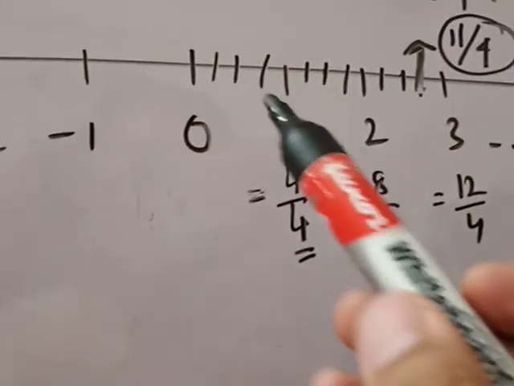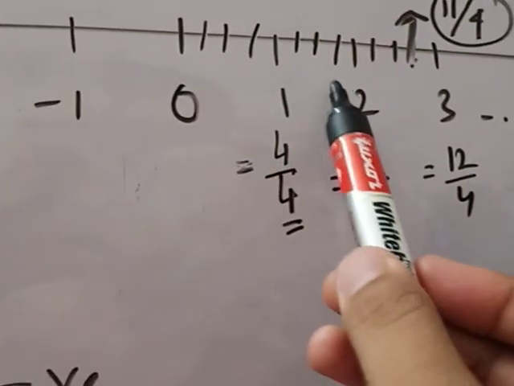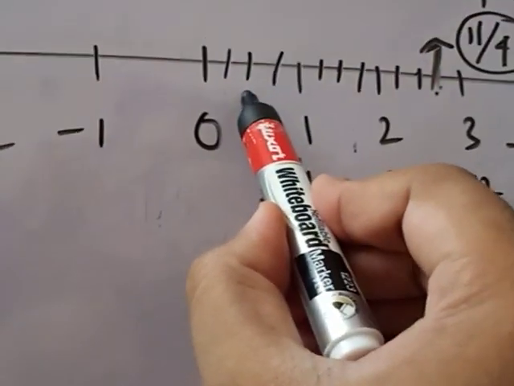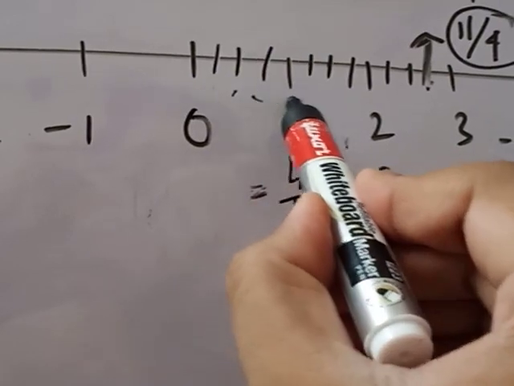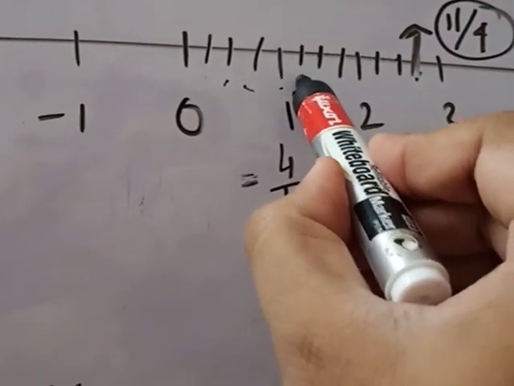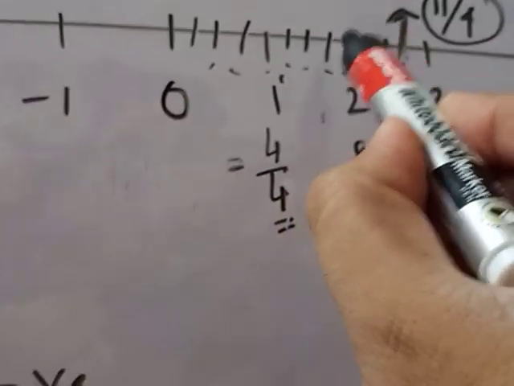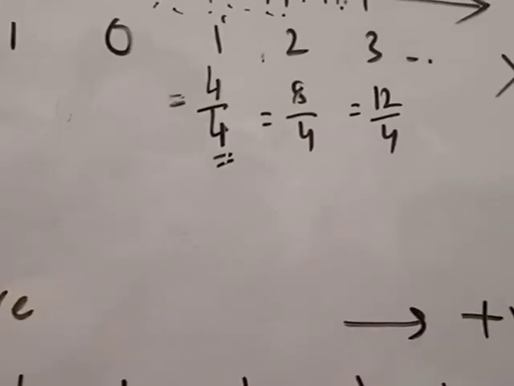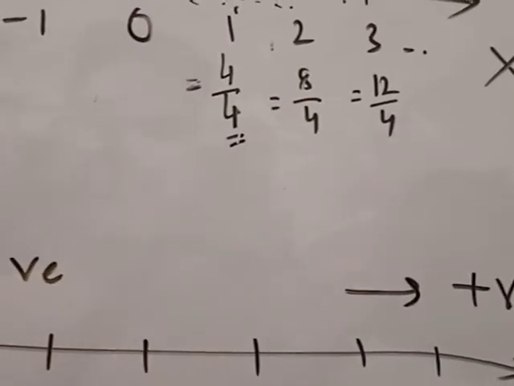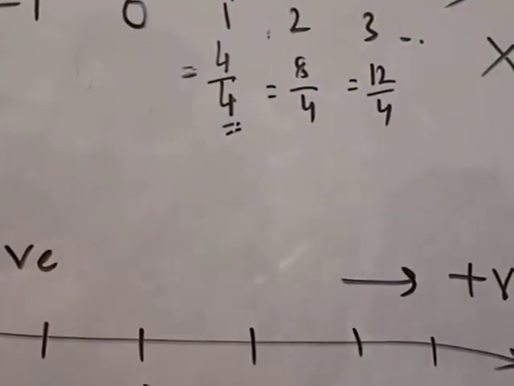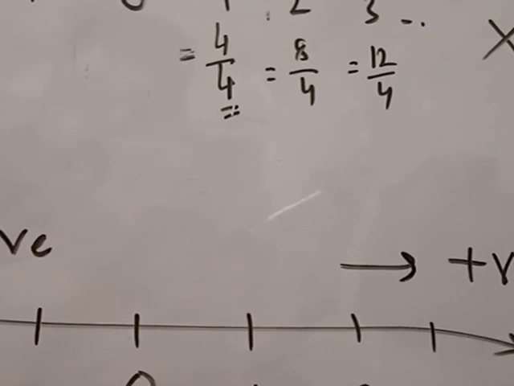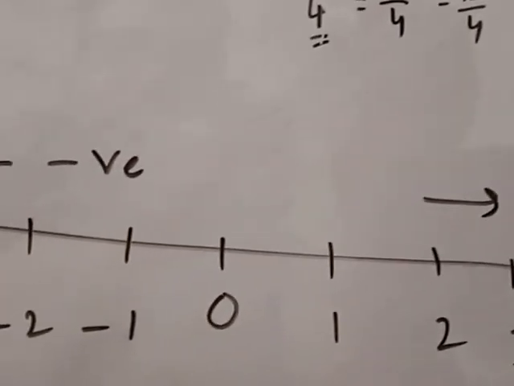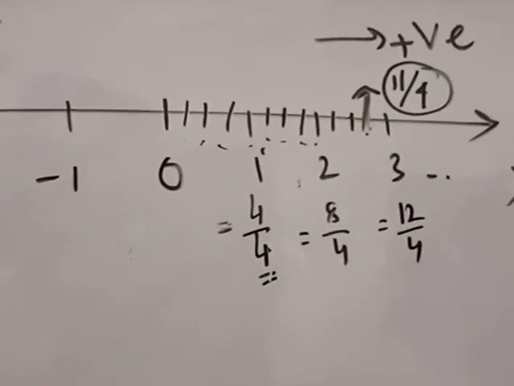Okay. So we divide into 4 equal parts. See that, first part, second part, third part and fourth part. Similarly, first part, second part, third part, fourth part. So we divide 0 to 1, 1 to 2, 2 to 3 into 4 equal parts each. In each interval we divide into 4 equal parts. Then we signify the 11 by 4.